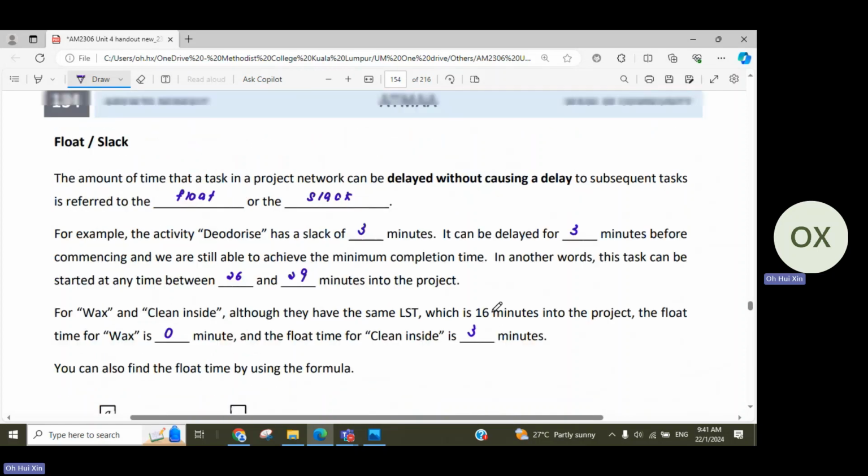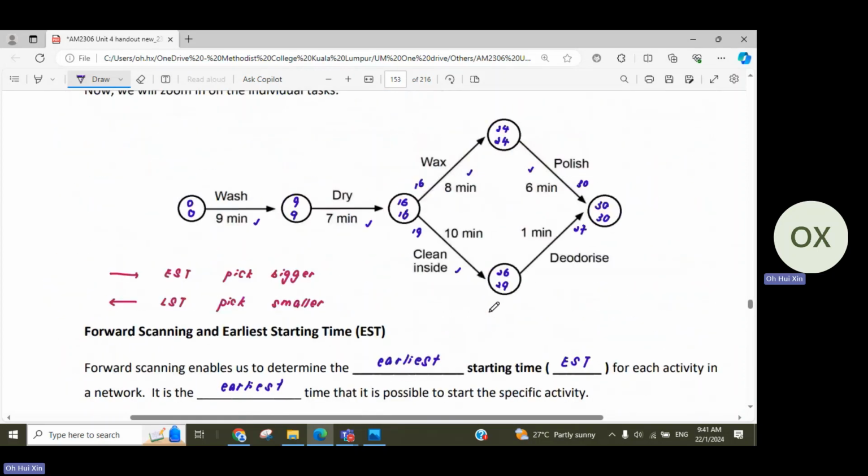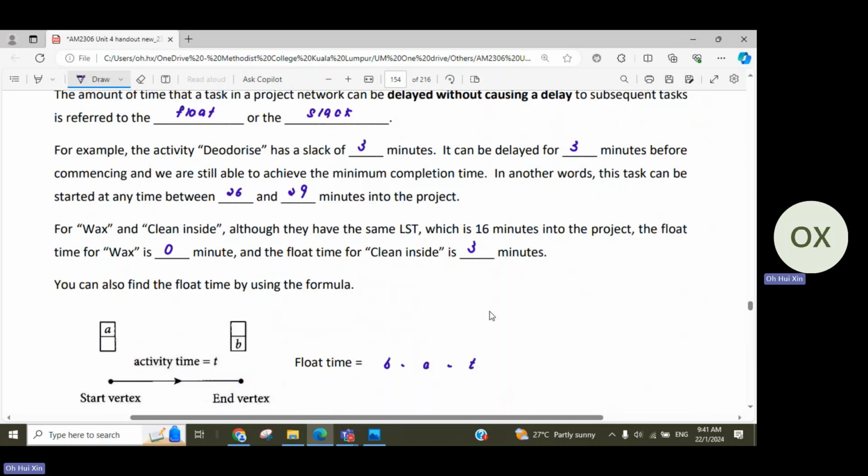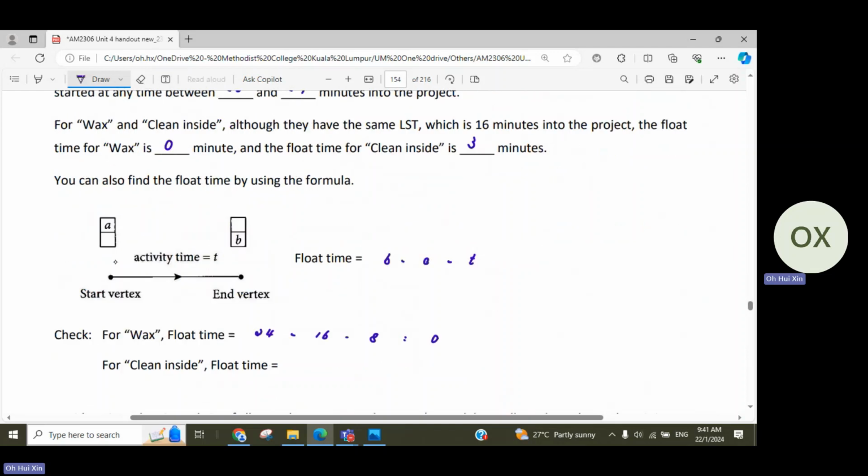Or if we are talking about the formula, then we will take the numbers down here, 29 minus 16 and then minus 10. So you can see the value here. That's EST, LST, EST, LST. So you are taking the latest ending, then minus the earliest starting, then you minus the activity time. So B minus A minus T. So that's why we have 29 minus 16 minus 10, and that gives us 3 minutes.